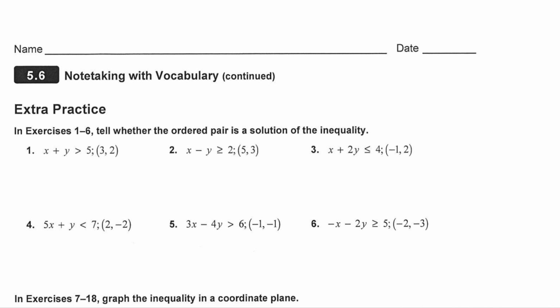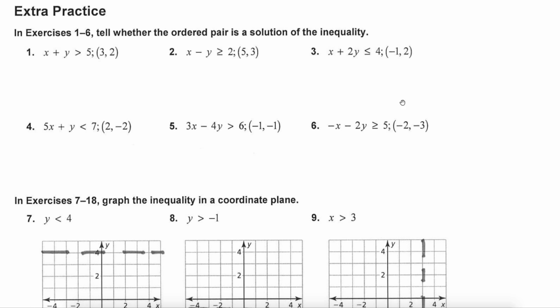Let's go ahead and go over 5.6. This homework deals with inequalities, solving or checking solutions and graphing them. With these checking solutions, we just need to remember that we have ordered pairs, x, comma, y, and we ask, does it fit? Does it work? Is it a correct solution?